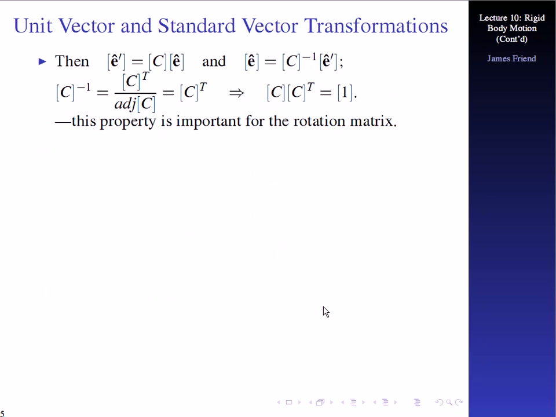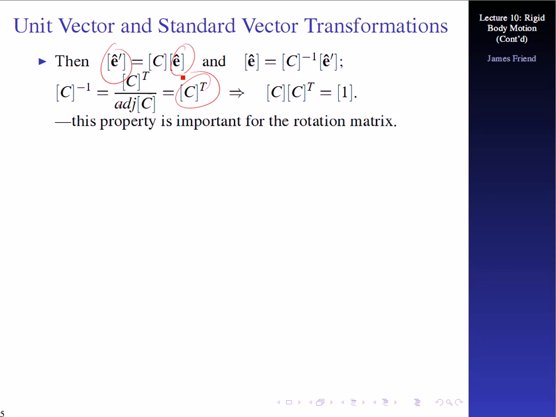Then our E prime is equal to C E, and then E is equal to C inverse E prime, where this is just shorthand for all E sub X prime, E sub Y prime, E sub Z prime, and this is E sub X, E sub Y, E sub Z. All right, and of course then C inverse is equal to the transpose of C divided by the adjoint of C. In other words, it is actually just the transpose of C.